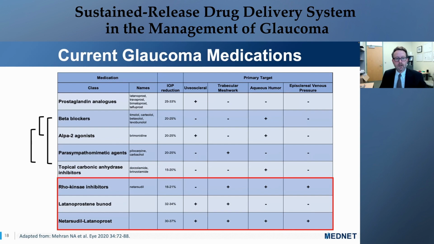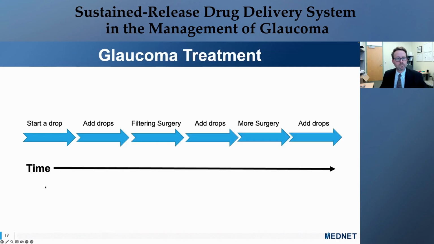So if we look at our current glaucoma medications, we can expand this table some. We now have Rho kinase inhibitors, latanoprostene bunod, and a netarsudil-latanoprost combination. All of these are once-a-day eye drops, so they're very similar to prostaglandin analogs, and they reduce IOP very similarly to other drops, maybe a little better than some of the other once-a-day drops.